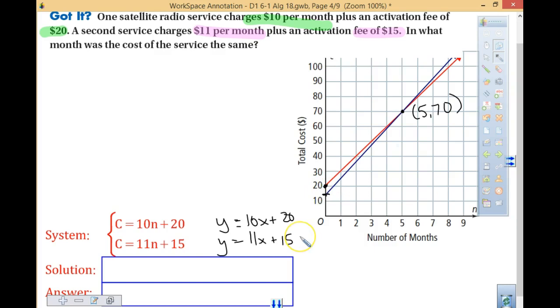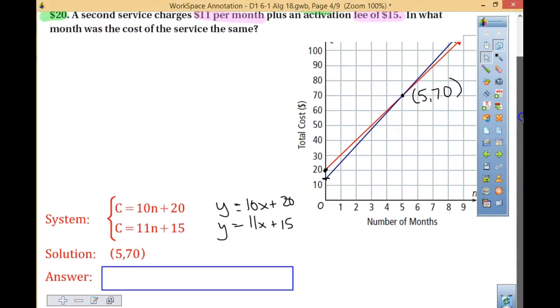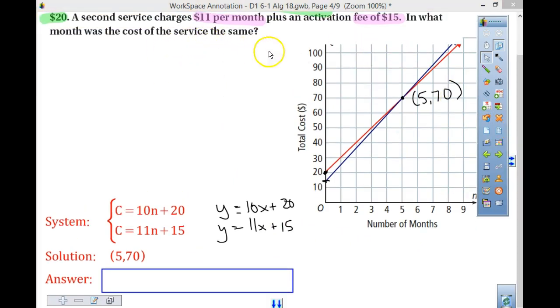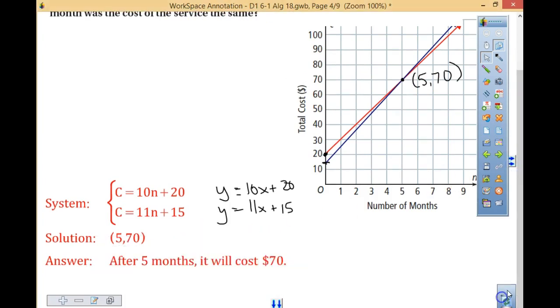And use your straight edge and draw those lines. You can see the solution here, and it's ugly to graph that one. We should come out with 570 for our solution. And the answer to the question that we want to look at: the question said, in what month was the cost of the service the same? We would say in the 5th month. And then one company charges more and one charges less, right? So when we look at that, the information to answer our question is after 5 months.